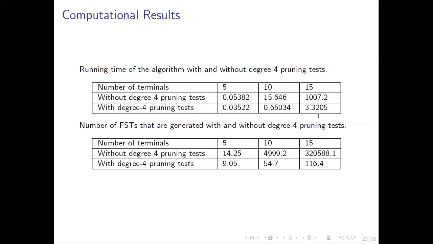And then again, in this table here, we show the number of FSTs with and without these pruning tests. So remember, I said that you want to reduce the number of FSTs to actually go into the concatenation phase. Well, with these pruning tests, you're reducing from 320,000 FSTs down to 116. So it's making the algorithm a lot more efficient.